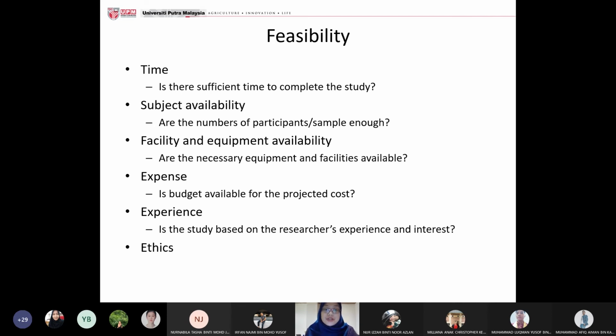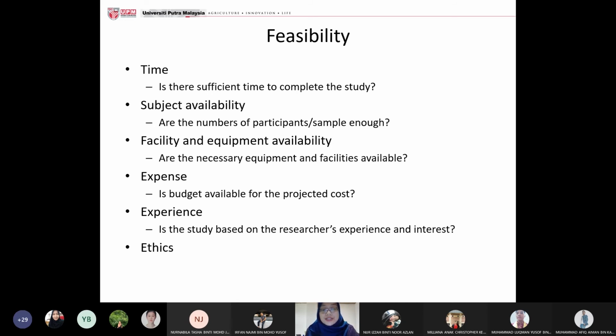And then you look at your subjects or your samples. Do you have your samples? If you're doing surveys, do you know exactly who your participants and your respondents are? How are you going to get them? Are the equipment and facilities available? Okay, you have to also think about that.